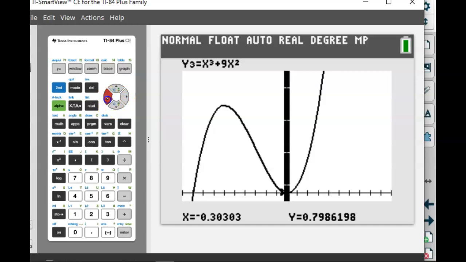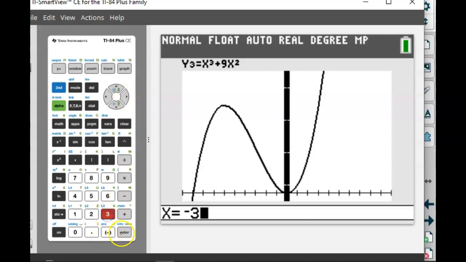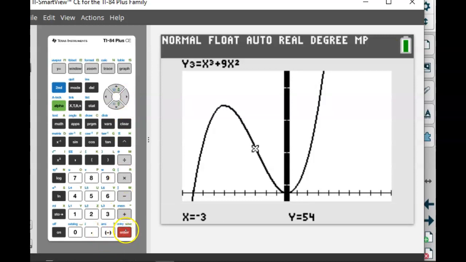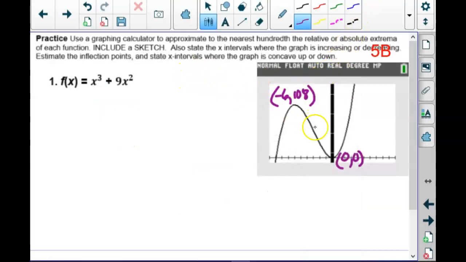Somewhere in here it switches from holding water to down like a frown. Can we go with like negative 3? Is that okay with everybody? I would say there's an inflection point at negative 3.54. So in here somewhere is negative 3.54.